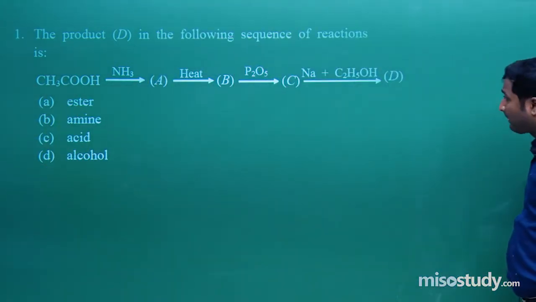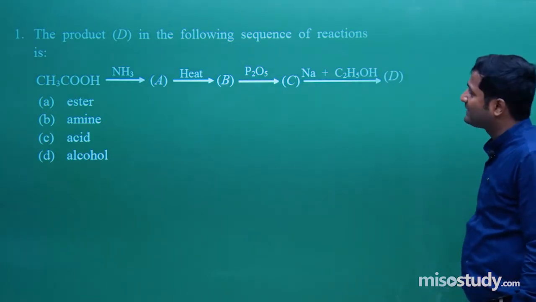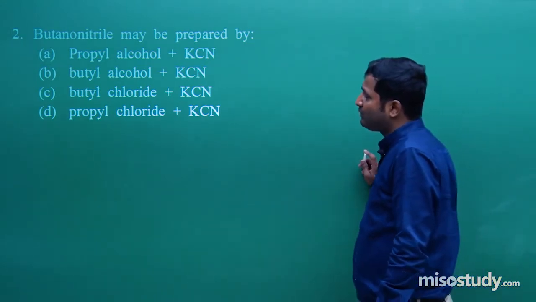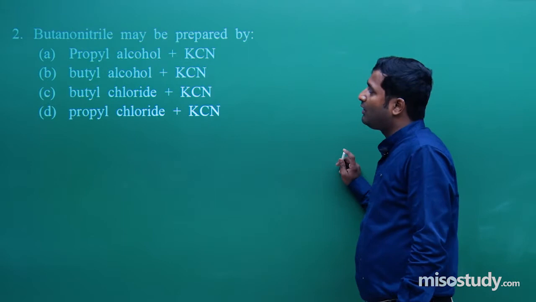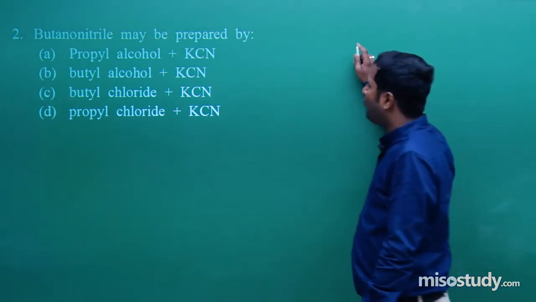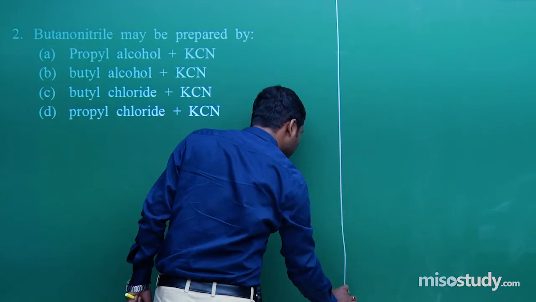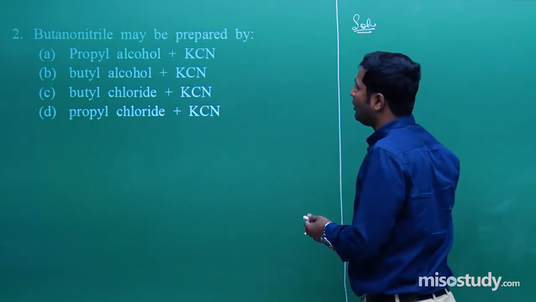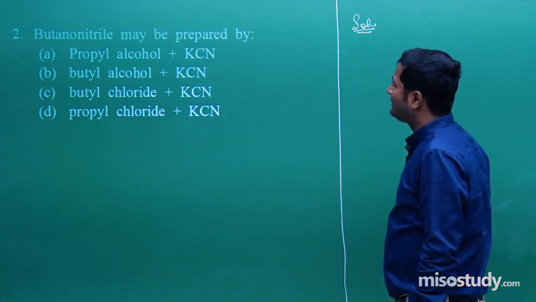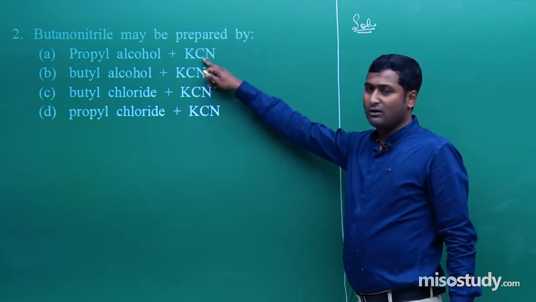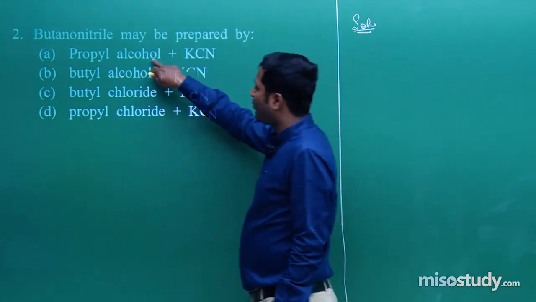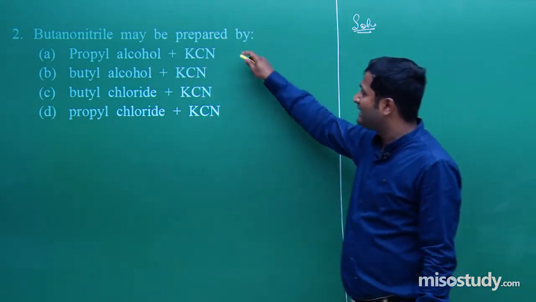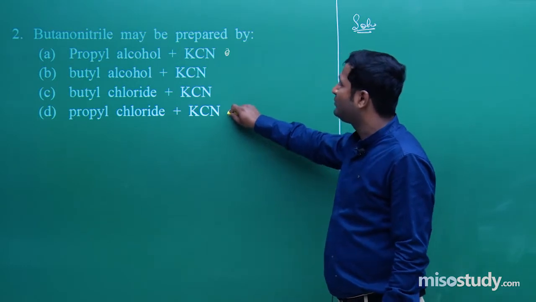Wait for a moment. Let's move to the next question, question number 2. Butanonitrile may be prepared. Butanonitrile contains 4 carbons. That is, we require such a compound, such an alcohol, which contains at least 3 carbons, because the CN also adds a carbon. The options are propyl alcohol with KCN and propyl chloride with KCN.